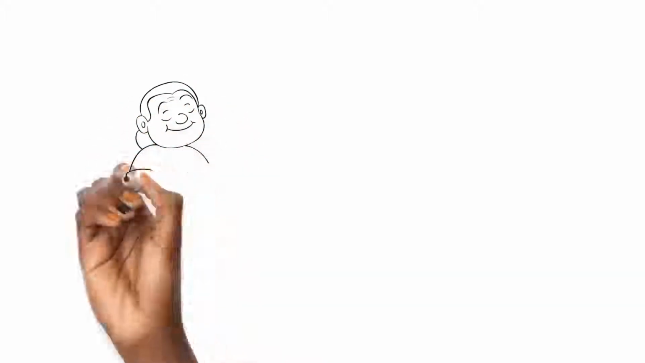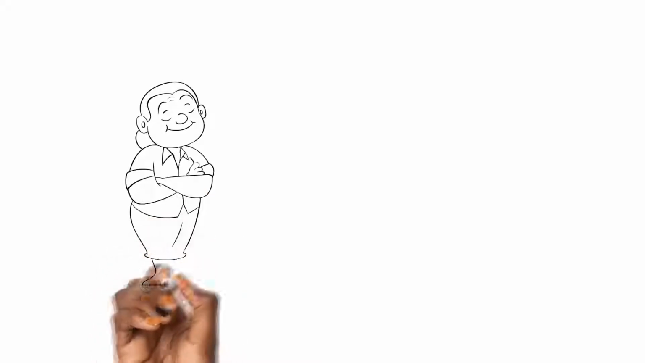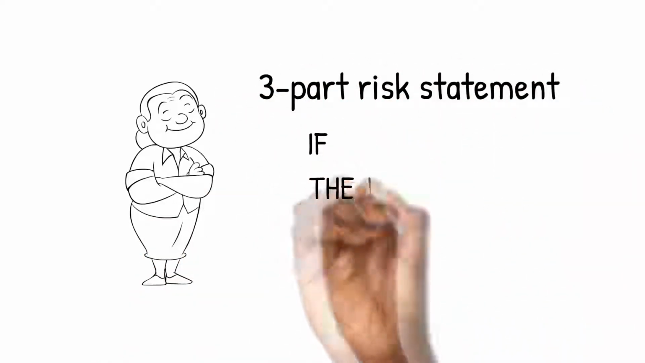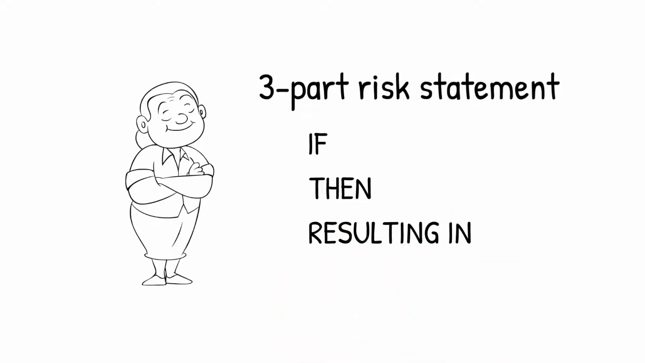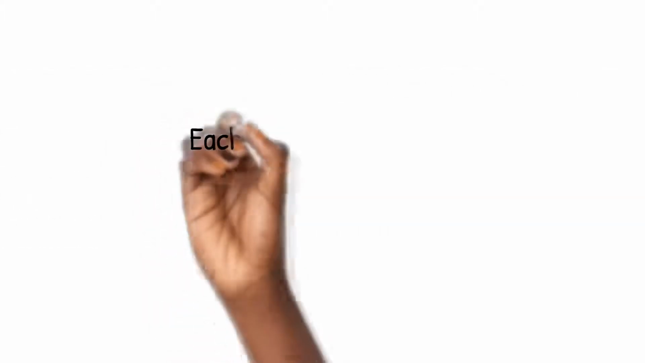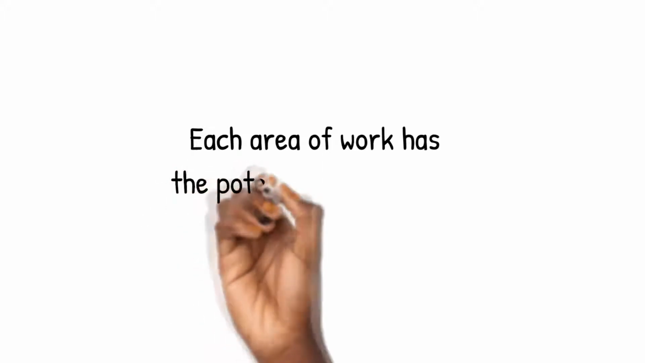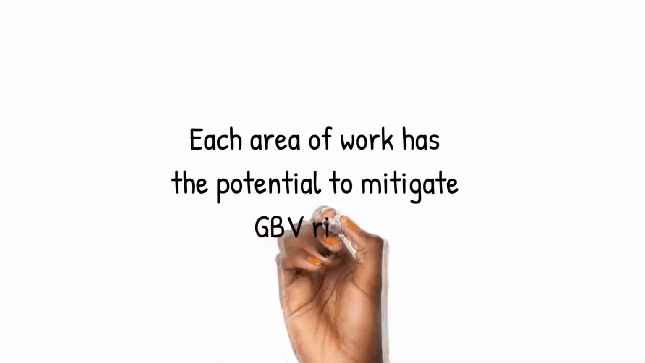All risks cannot be eliminated. However, Edna now knows she can work with her colleagues to use a 3-part risk statement: if, then, and resulting in. This can help the team to better articulate the GBV risk and jointly analyze and decide what proactive measures can be taken, by whom, and by when to mitigate the GBV risk before it occurs. Remember, each area of our work has the potential to mitigate GBV risks.